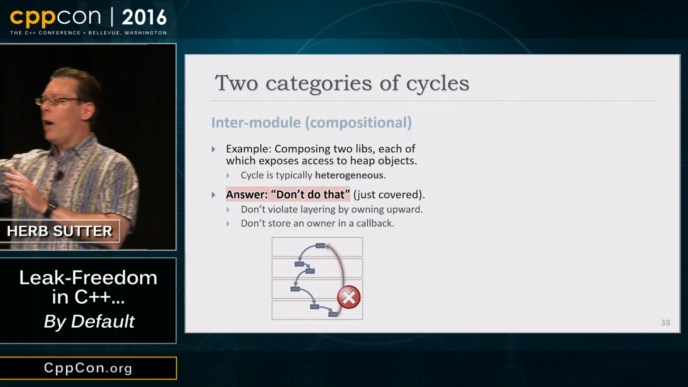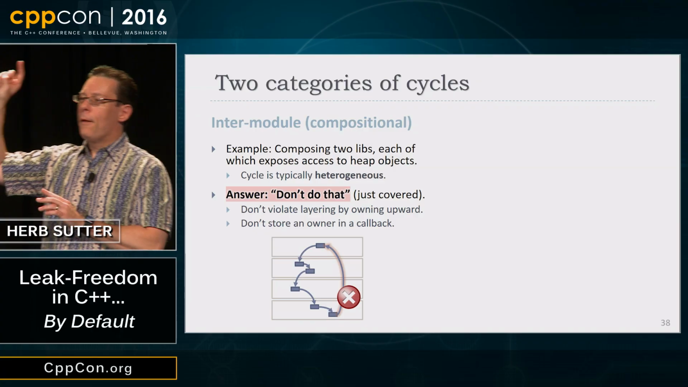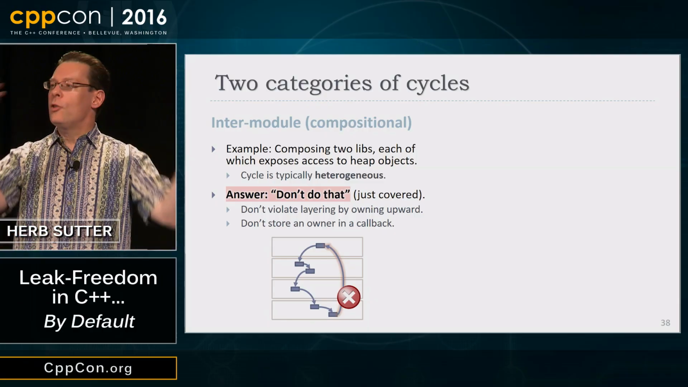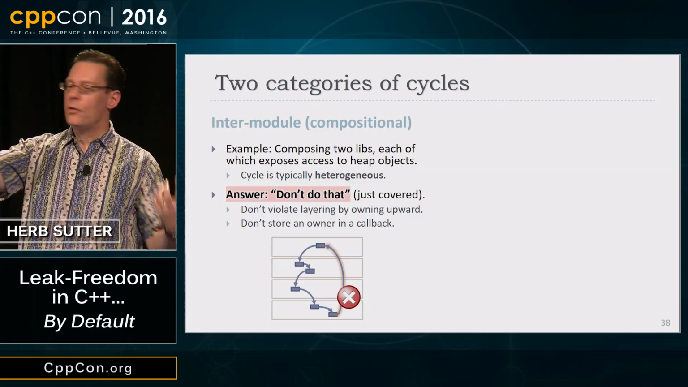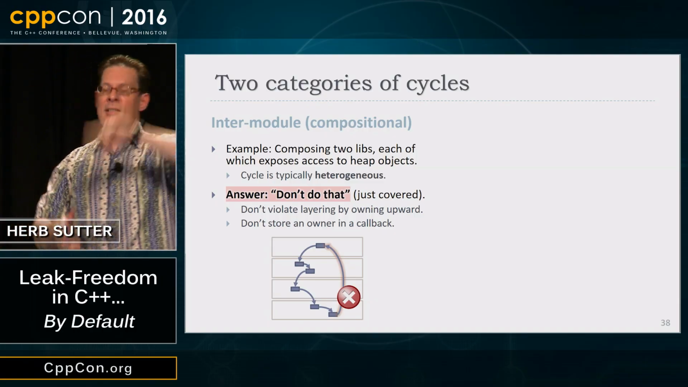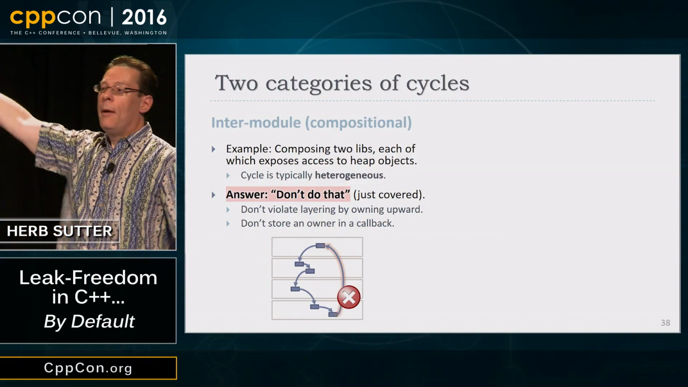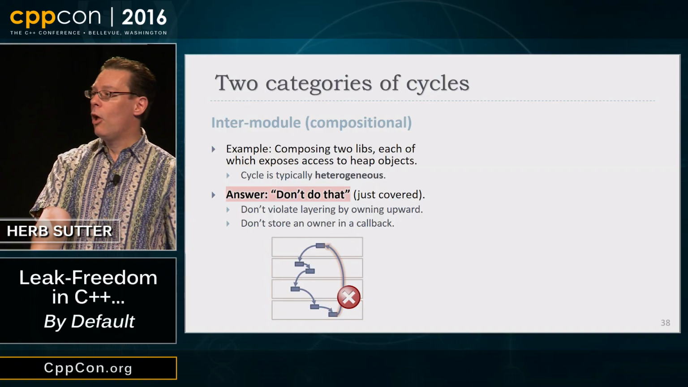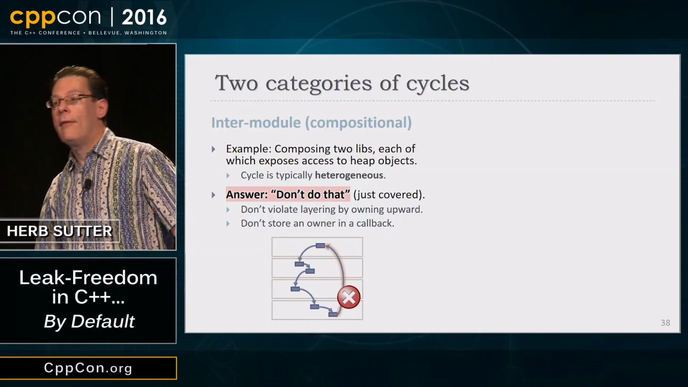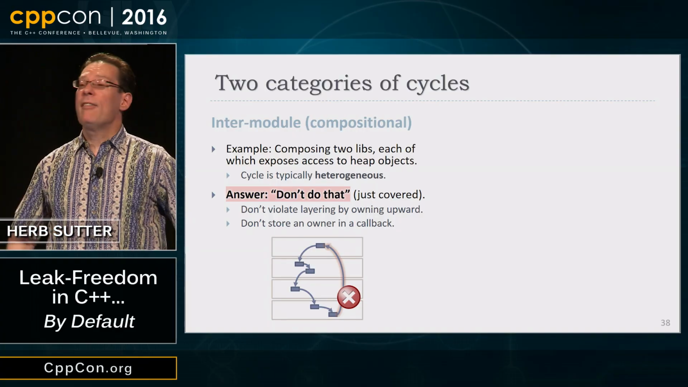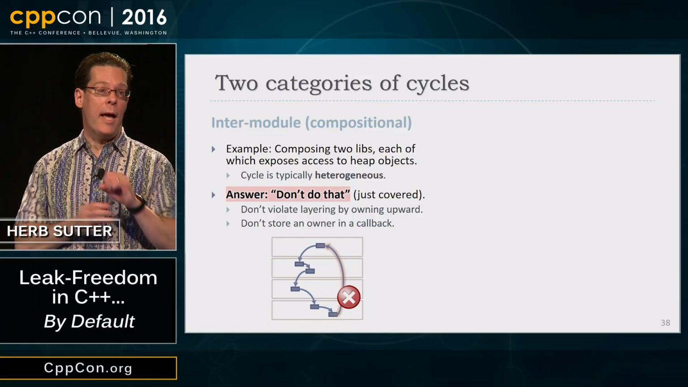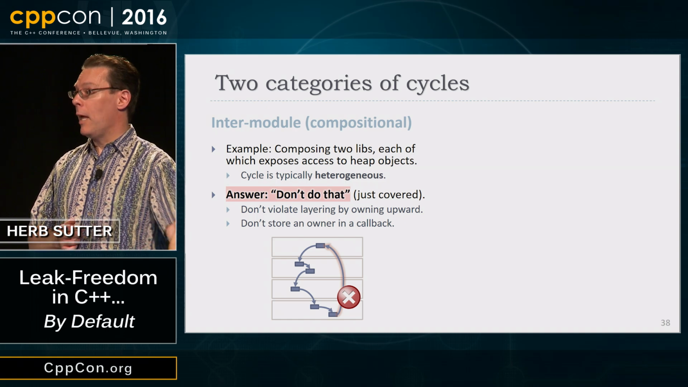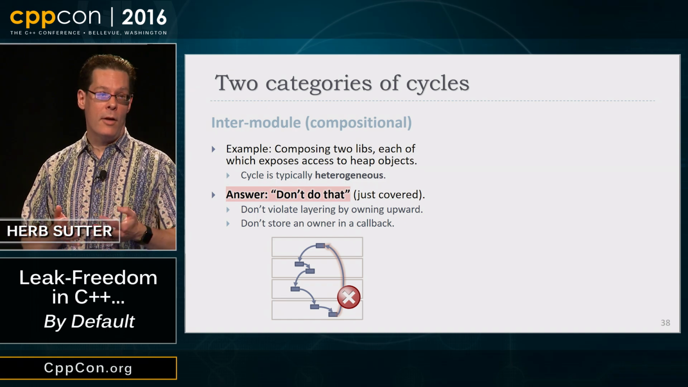So there are two kinds of cycles. There are the cycles I just talked about, which are intermodule or compositional cycles. I'm combining two libraries, two modules. And the cycle is typically heterogeneous, and we're just going to say, I'm not going to help you with that. Here's some advice as to how to not do it. Don't store a strong pointer in a callback or anything that might store it, and have an upward ownership edge. And have a nice day. That's all we're going to say about that, is avoid it. And that is the same answer you will get in any other major mainstream language, regardless of how it expresses lifetime.